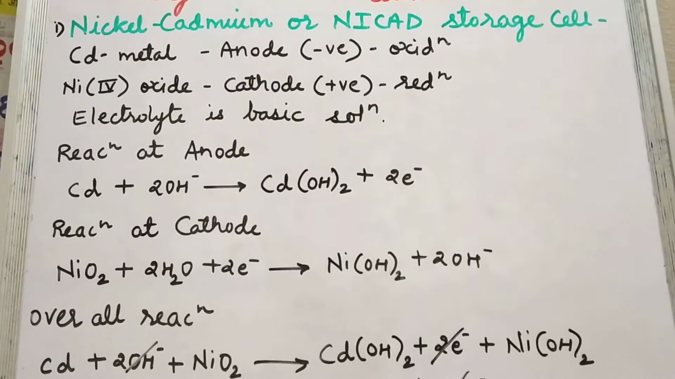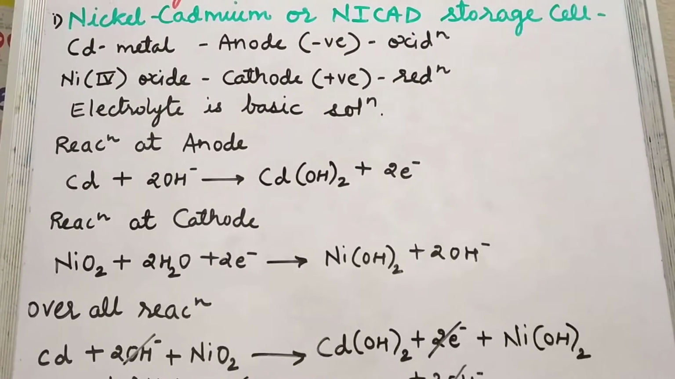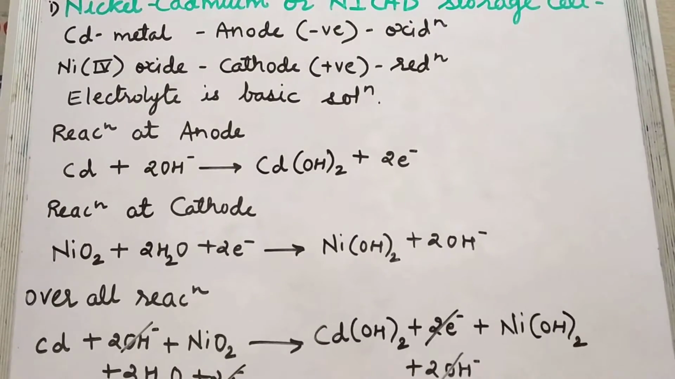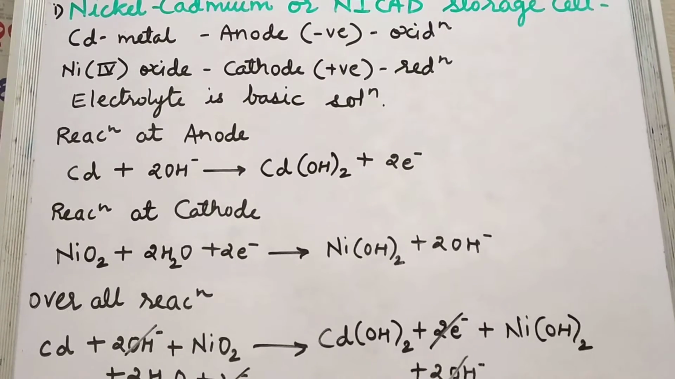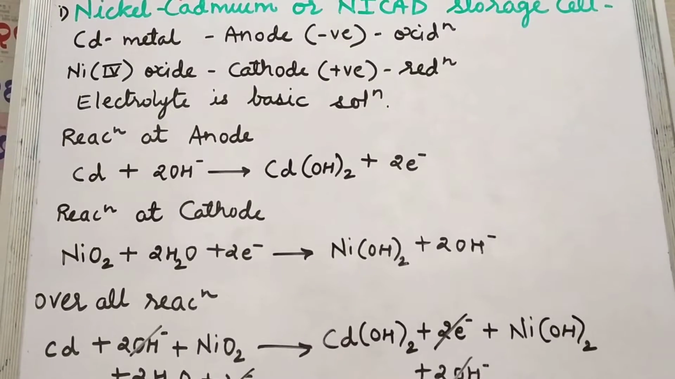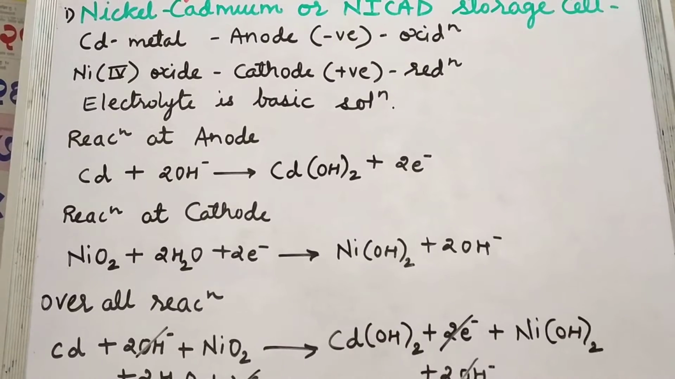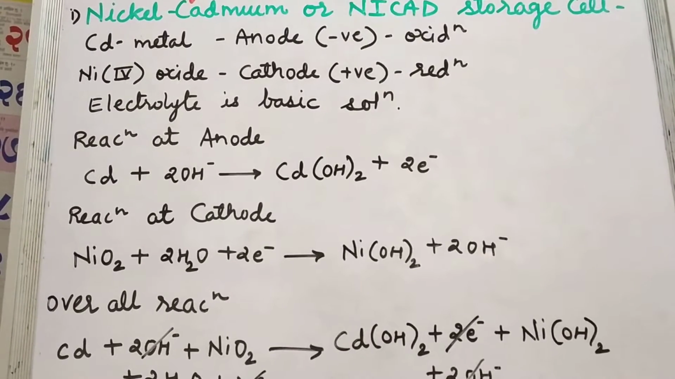Now we will see the reaction that is taking place at anode and at cathode. At anode, there will be oxidation taking place. That is loss of electrons. So cadmium combines with 2 OH minus ions. OH minus ions are provided from the base. Basic solution मध्ये dipped आहेत. So cadmium combines with OH minus ions and forms cadmium hydroxide with the loss of 2 electrons. This is a simple oxidation reaction taking place at anode.